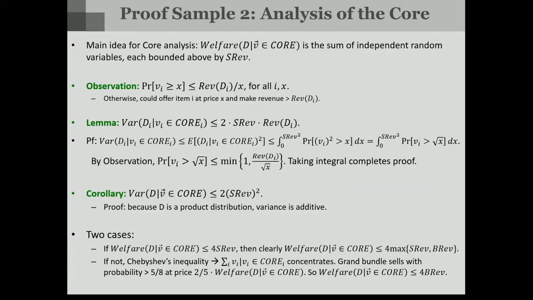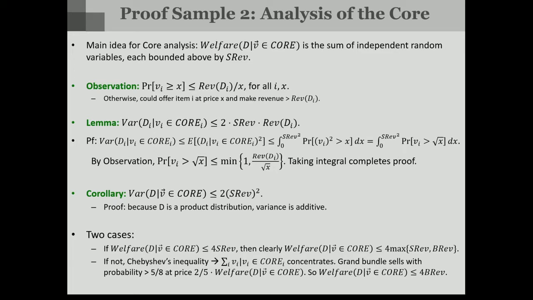Okay, so once we have this corollary, now we have to look at two cases, and this is like what we said before. One thing that might happen is that the expected welfare conditioned on being in the core is upper bounded by 4 Srev. If this happens, then clearly the better of Srev and Brev gets you a 4 approximation to this. If this doesn't happen, then Chebyshev's inequality says that the sum of values conditioned on being in the core concentrates. So why is that? Because the expected sum of values is larger than 4 Srev, the standard deviation is less than root 2 Srev, and so just directly plugging into Chebyshev's inequality says it must concentrate.